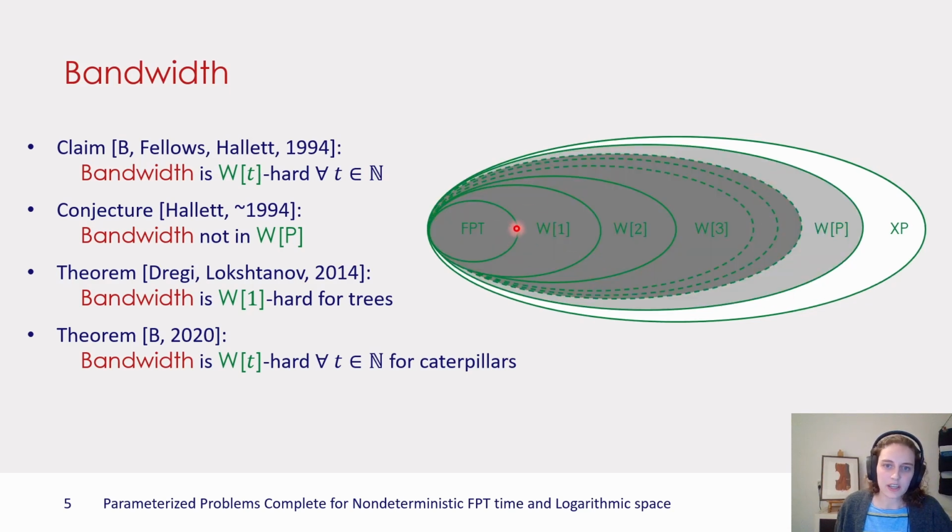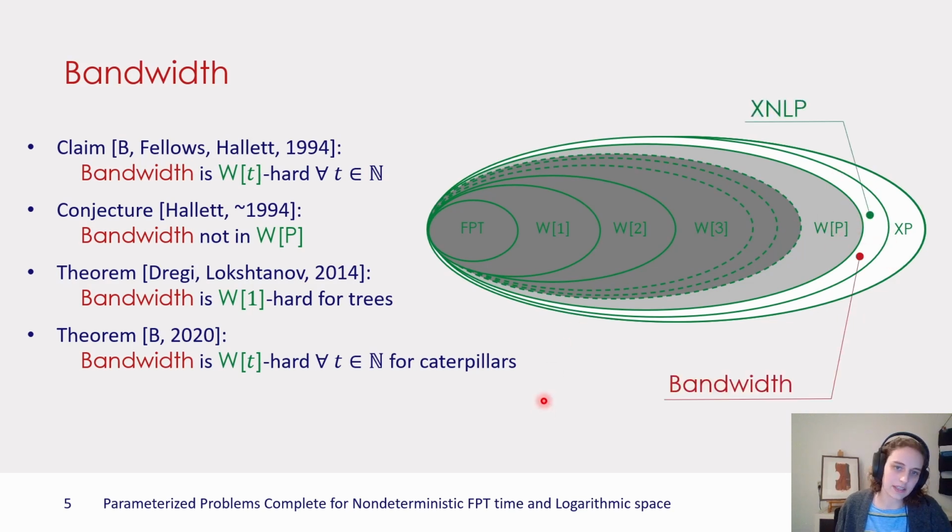So the picture looks something like this. Bandwidth is definitely not in the dark gray area. It might be in the light gray area, but Hallett conjectures it's probably not. And it's definitely in the white area. But so far, people have not been able to prove it's indeed XP-complete. And that's because there seems to be another complexity class between WP and XP. And this complexity class is XNLP. And this is the class for which bandwidth is actually complete.